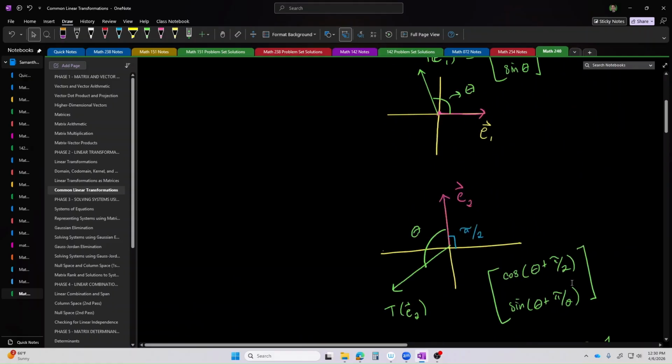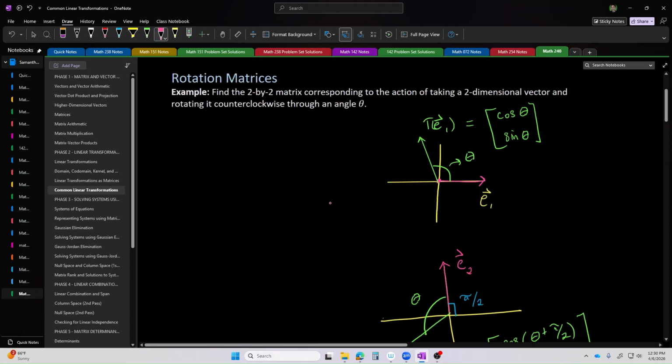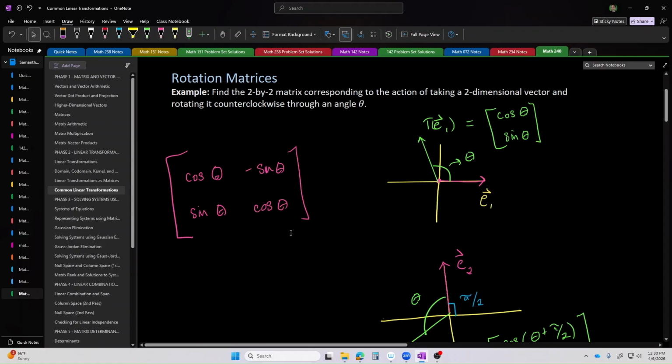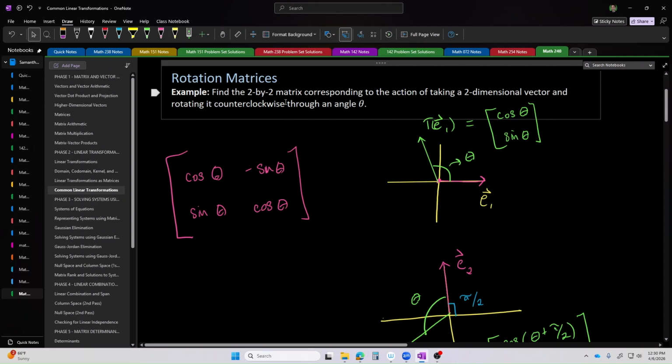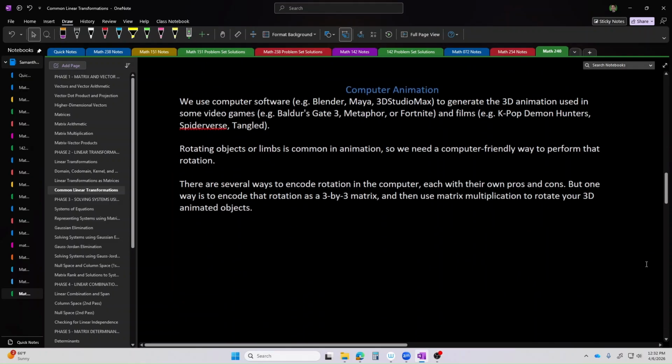And now all I have to do is take these two results and use them to build my matrix by using these vectors as the columns of the matrix. Cos theta, sine theta, and negative sine theta, cos theta. So that would be, in general, the matrix representing counterclockwise rotation of a two-dimensional vector through an angle of theta in the xy plane.